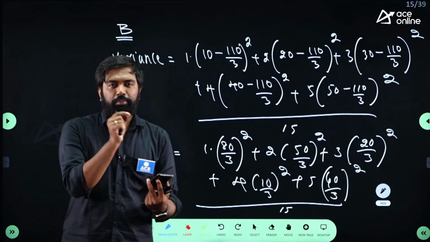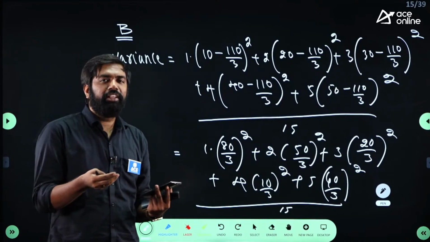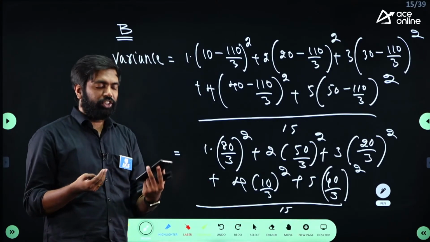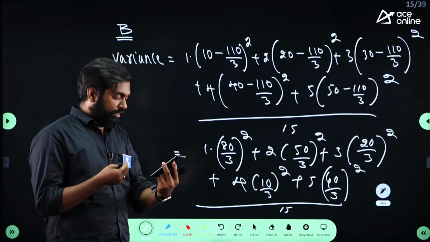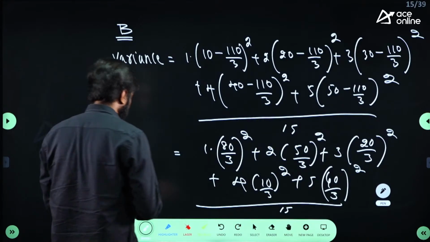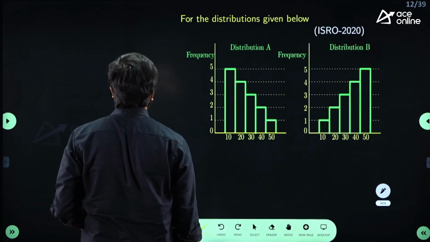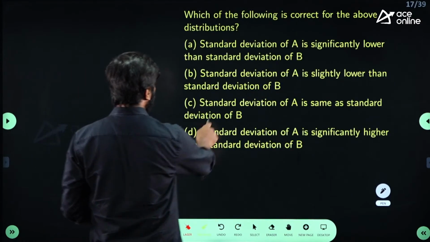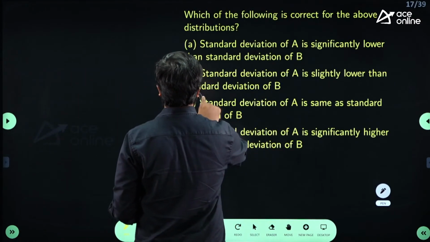Shyam says both are the same. He means to say that the standard deviation of A and the standard deviation of B are both the same. Divya says the same thing. Ganesh also says the same thing. Okay. So what's the answer for this question? The answer is, the standard deviation of A is the same as the standard deviation of B.